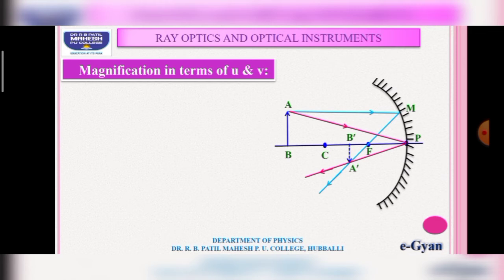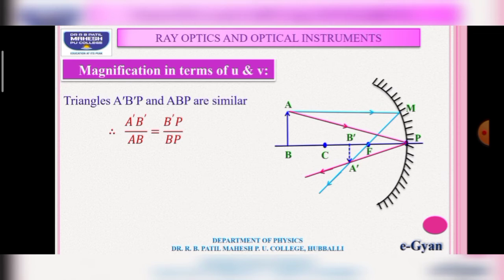Consider similar triangles A dash B dash P and AB P. By the properties of similar triangles, we can write A dash B dash divided by AB equal to B dash P divided by BP. Now put the values of A dash B dash and AB, and put the values of B dash P and BP. We get minus H dash divided by H is equal to minus V by minus U.